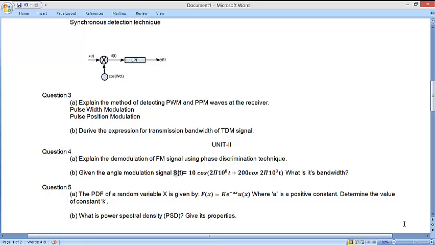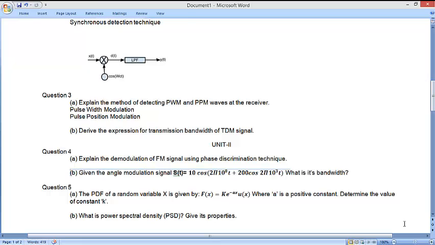For the phase discrimination technique, it uses a phase shift circuit, and it converts the instantaneous frequency variation into phase shift and maps the changes in the phase accordingly. For further detailing you can refer to the book or the internet.